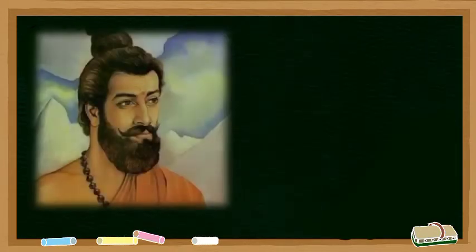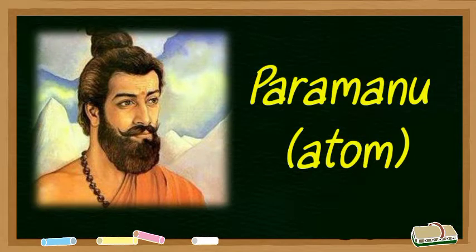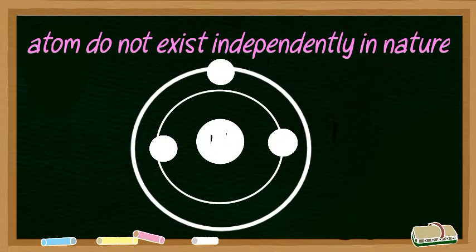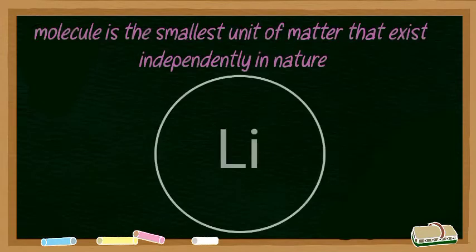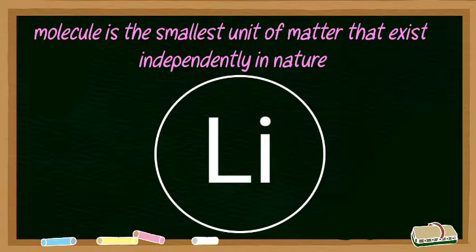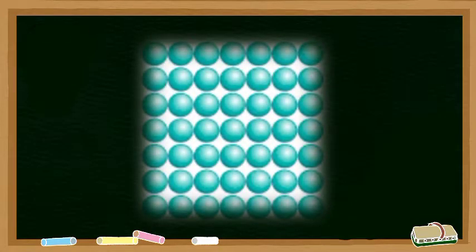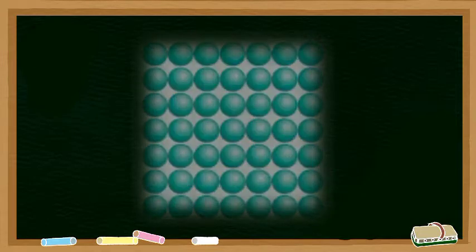An Indian philosopher, Maharishi Kanad, proposed that matter is made up of very, very small particles called Paramanu or atoms. Atoms do not exist independently in nature. They join together to form molecules. A molecule is the smallest unit of matter that exists independently in nature. Molecules combine together to form matter. They have all the properties of matter.